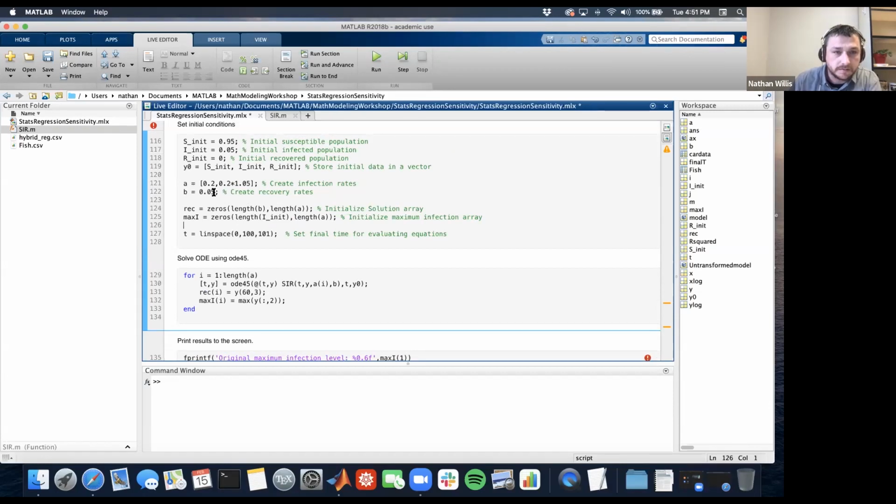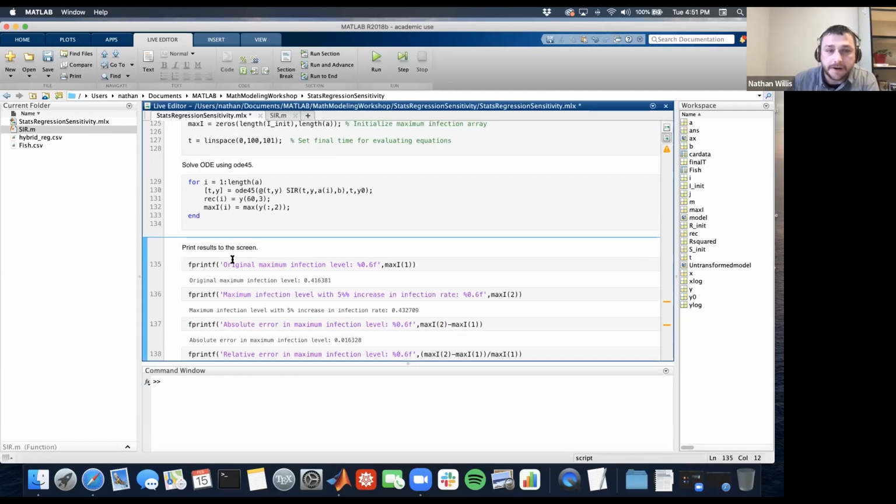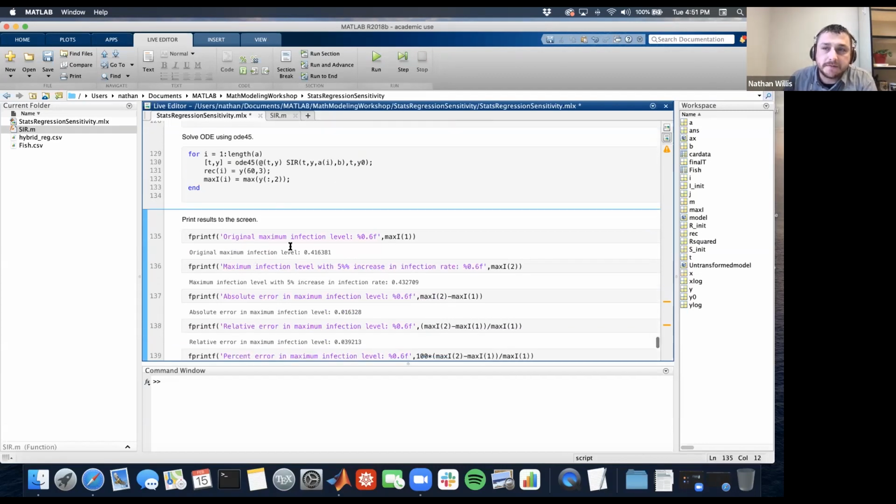It's going to run. There we go. All right? So with the original maximum infection level with A equal to 0.2, we would have that 41.6% of the population is infected at one time, right? That's the maximum amount that are ever infected at one time, given this initial population of this B.